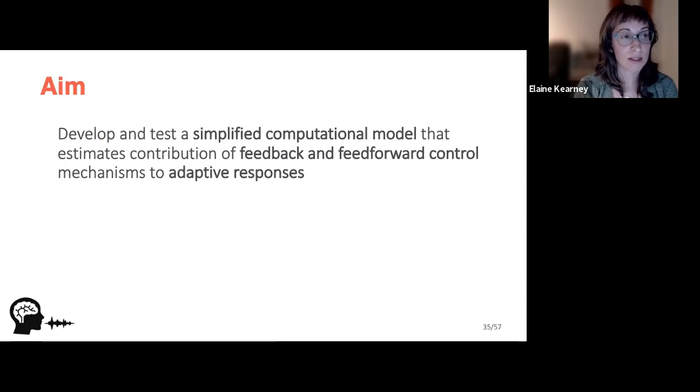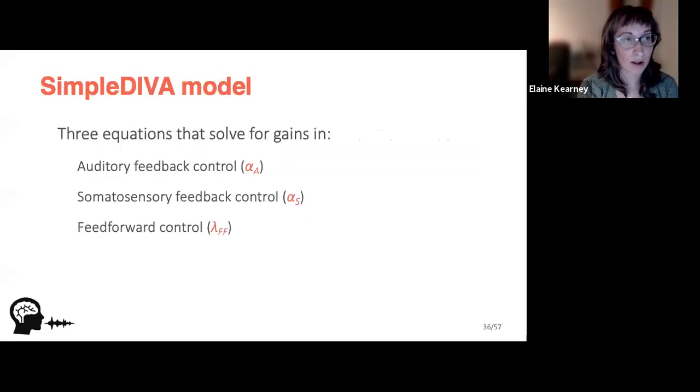So the aim of this study was then to develop and test a simplified computational model that estimates the contribution of feedback and feed-forward control mechanisms to these adaptive responses. And so we've called this model the simple Diva model because it is still based on the Diva model, but just with a much more reduced set of parameters. The model is described using 3 equations, and these equations solve for gains in auditory feedback control, represented by alpha A, somatosensory feedback control, represented by alpha S, and feed-forward control, represented by lambda FF.